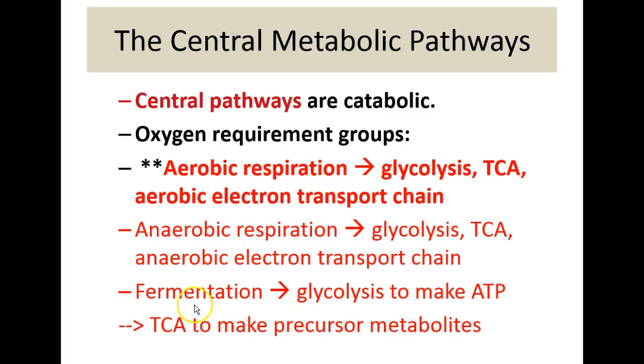Those organisms that undergo fermentation, however, are different. They will utilize only glycolysis to make ATP. The Krebs cycle, or TCA, will not be utilized as a source of hydrogen ions, but rather as a source of precursor metabolites. Notice that fermenters lack an electron transport chain.